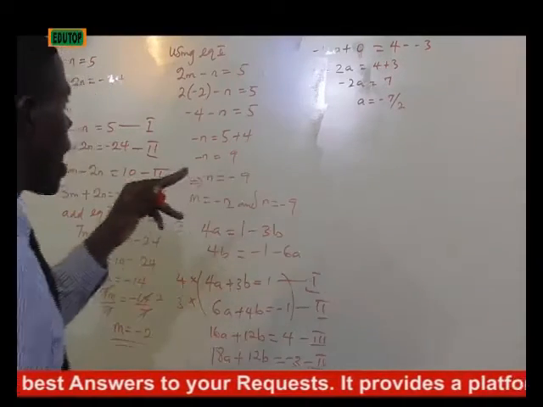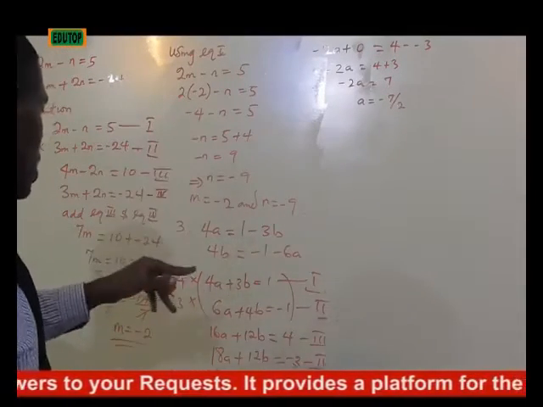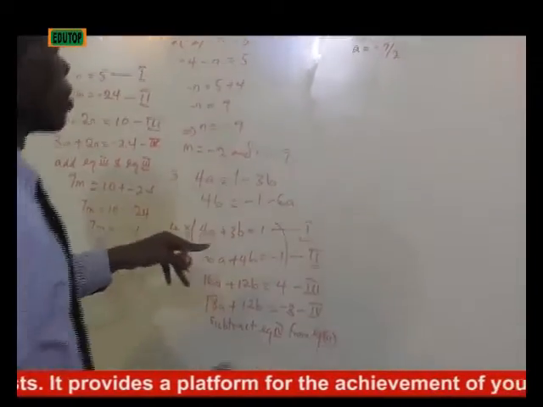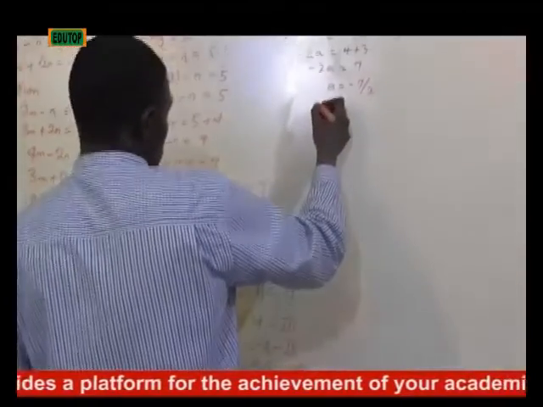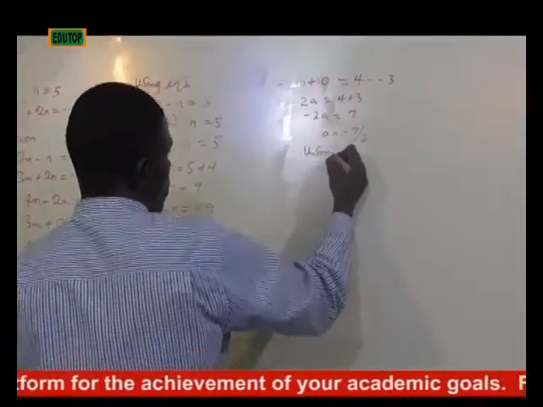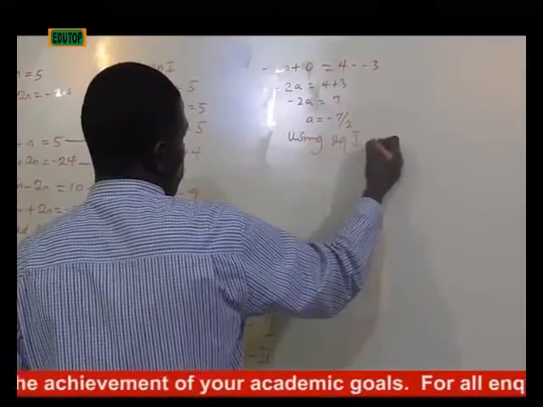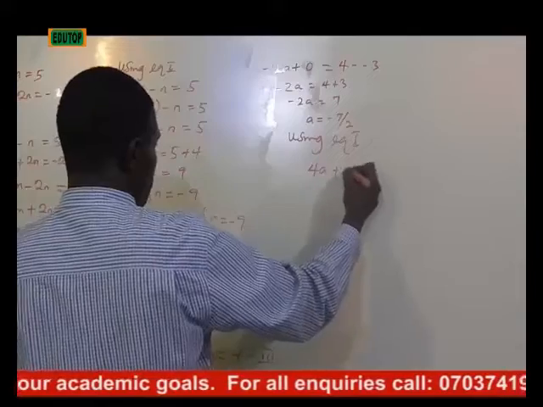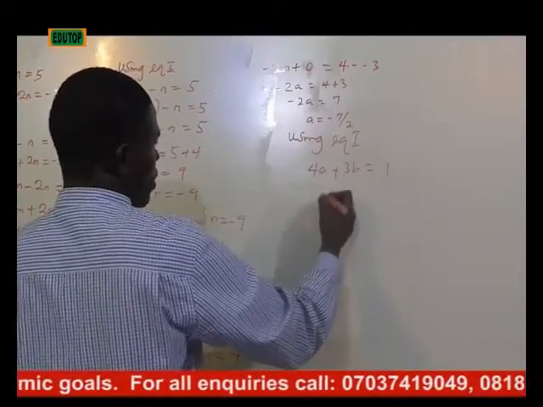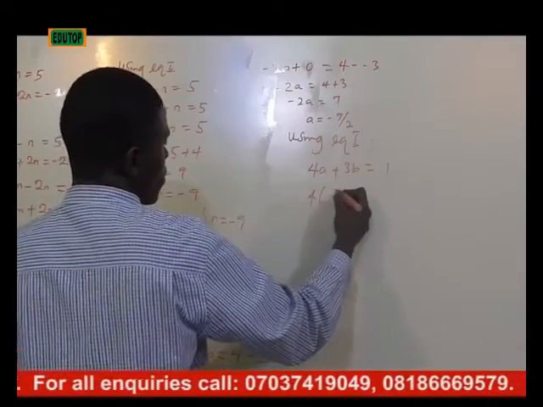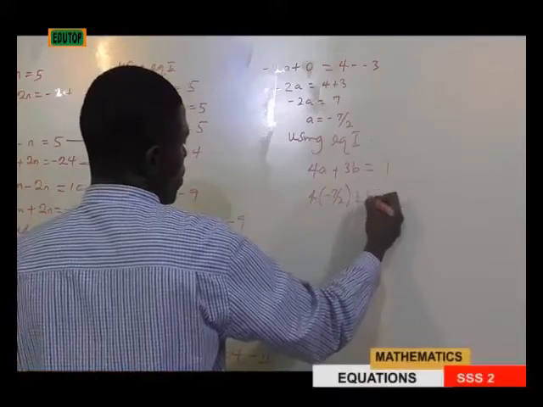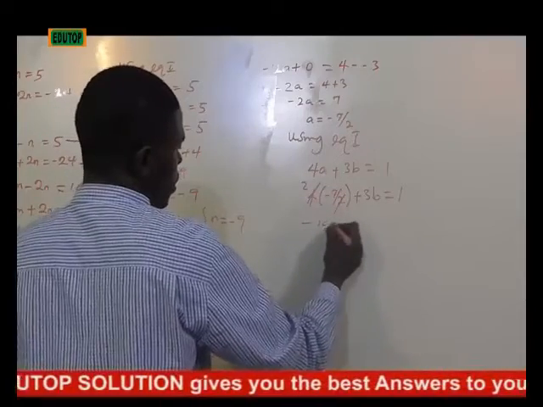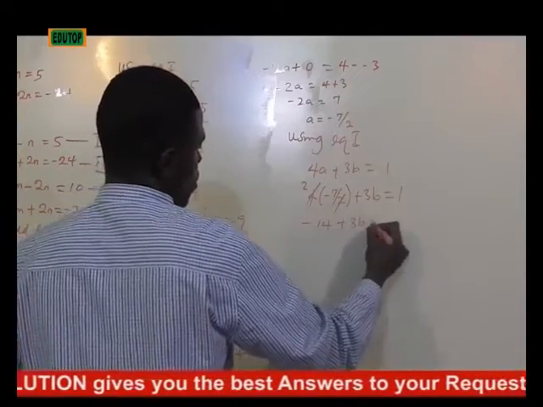Then having gotten my a to be minus 7 over 2, I can substitute that into equation 1 to determine my b. Using equation 1, which says that 4a plus 3b equals 1. So automatically 4 into minus 7 over 2 plus 3b equals 1. So 2 can cancel this, you have 2. Then it's minus 14 plus 3b equals 1.